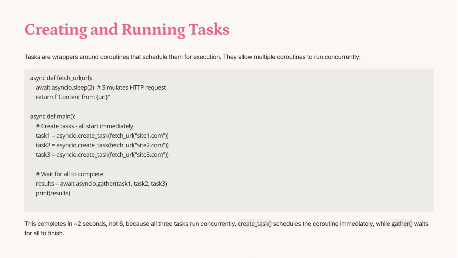By wrapping coroutines, tasks allow multiple operations to run simultaneously. Using create_task, coroutines like fetch URL are scheduled immediately. asyncio.gather then waits for all tasks to complete, enabling efficient execution. This approach reduces total runtime, as seen when fetching from multiple URLs concurrently.